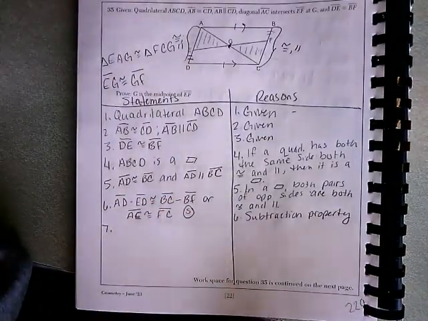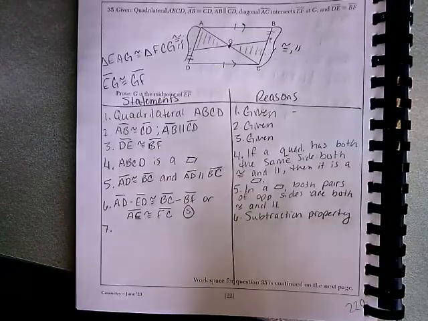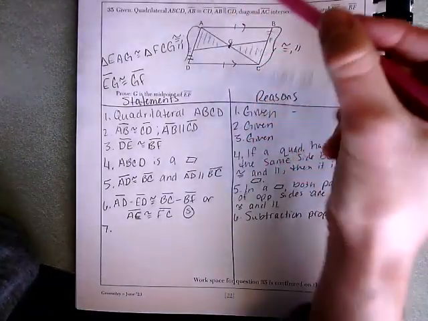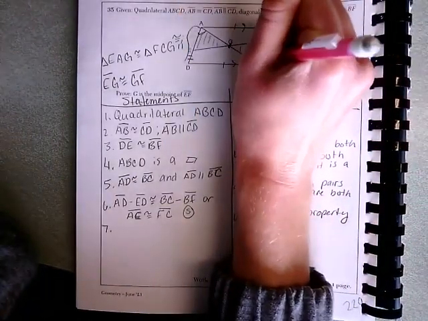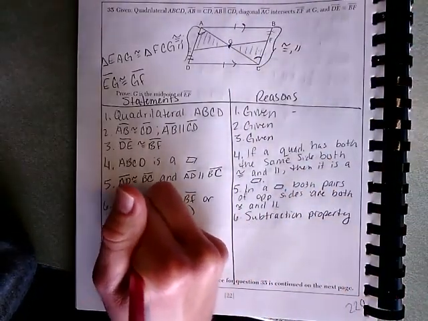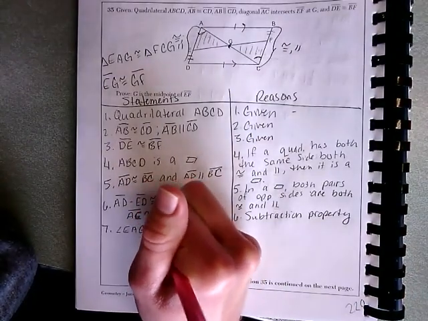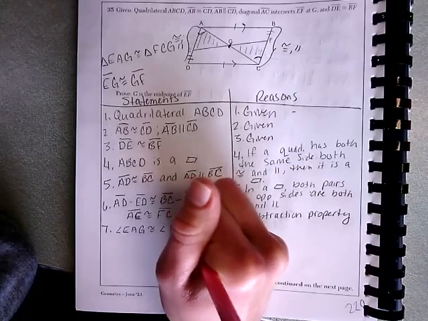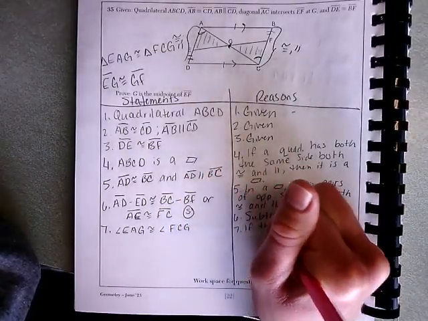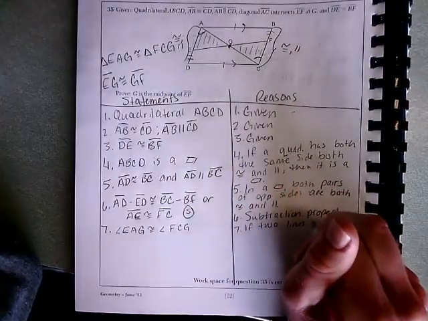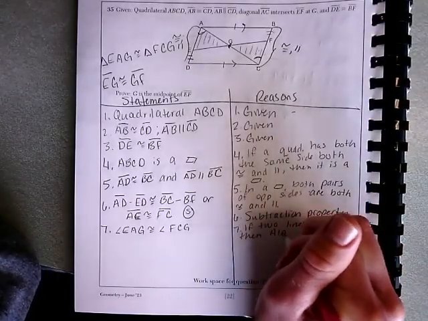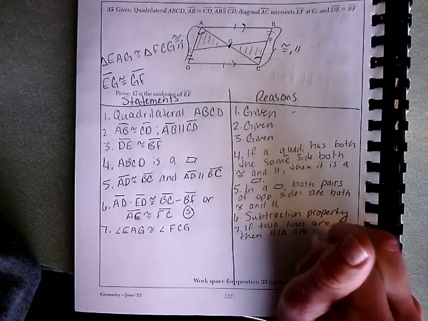Okay, so now we need to look for some angles. So we have a side, now we need to look for some angles. Now these two are parallel, like we said. So now I can say that this angle is congruent to that angle because they're alternate interior angles. So now angle EAG is congruent to angle FCG, because if two lines are parallel, then alternate interior angles are congruent.